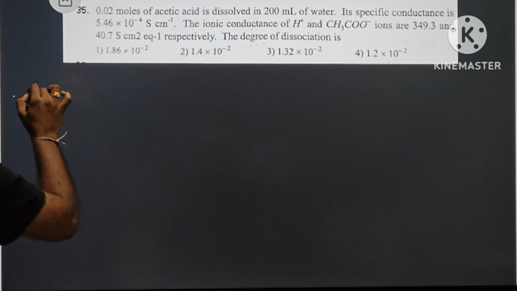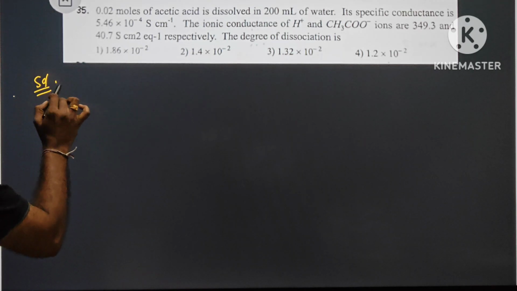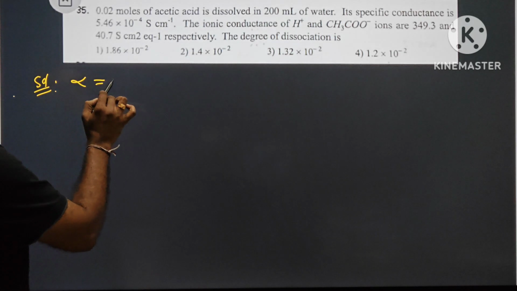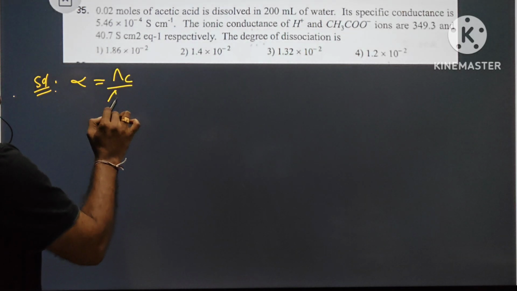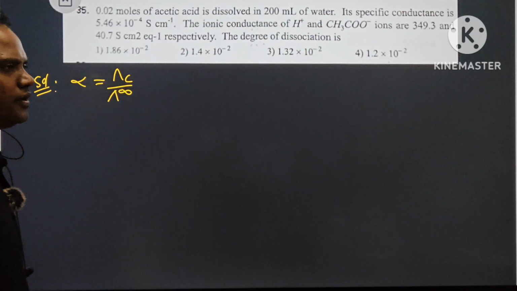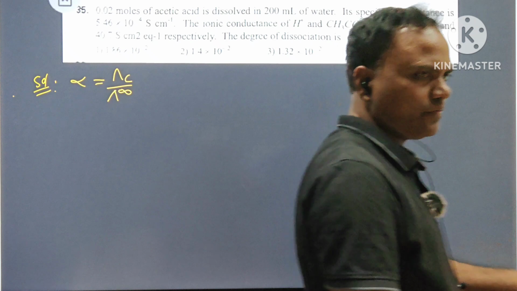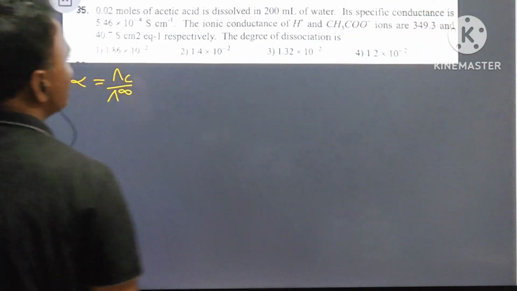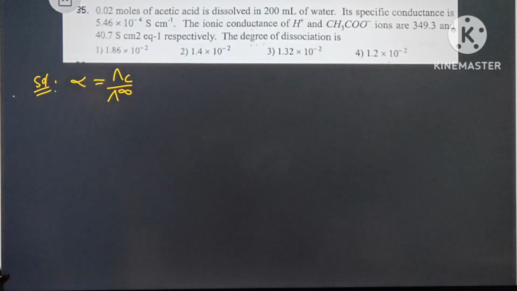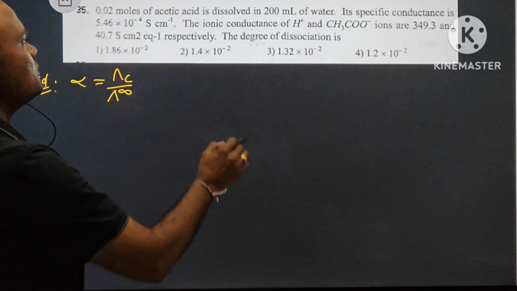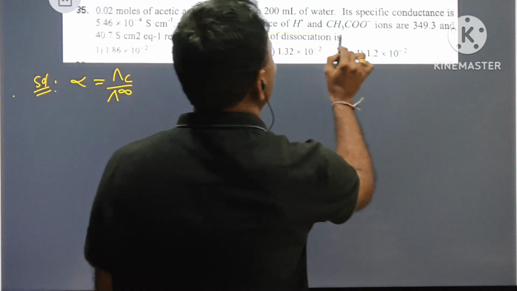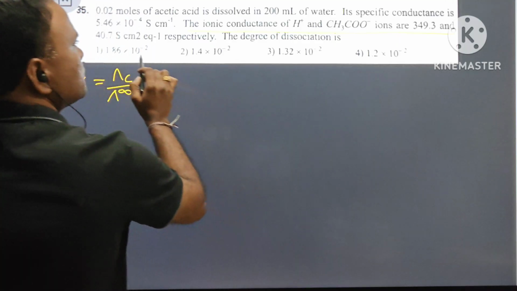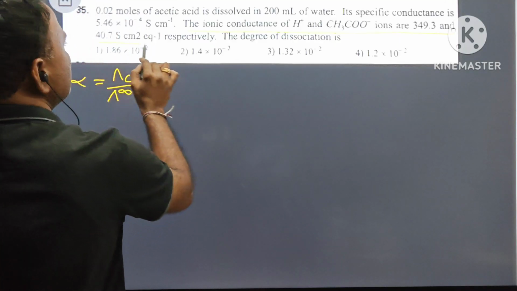First of all, what is the degree of dissociation formula? Degree of dissociation alpha is equal to conductance at any concentration by conductance at infinite dilution, lambda C by lambda infinity, or lambda C by lambda 0. Observe this value, the ionic conductances of H plus and acetate ions are given to you.